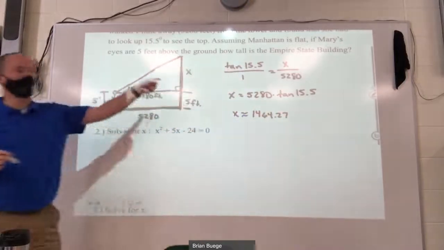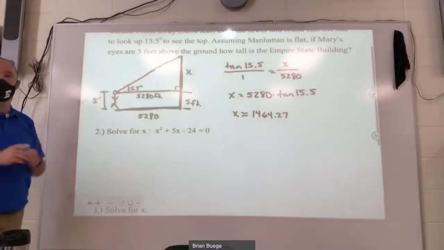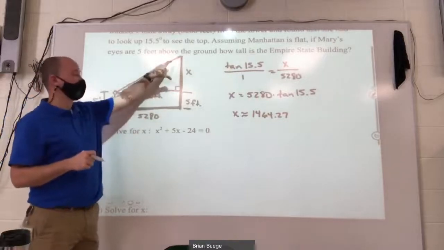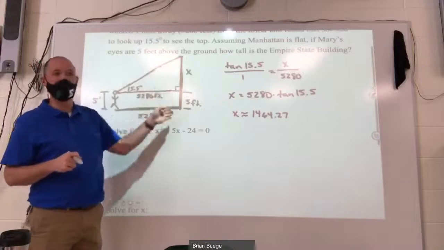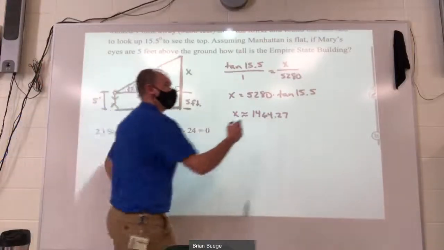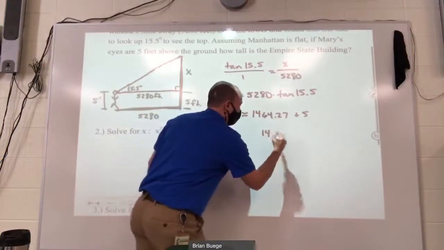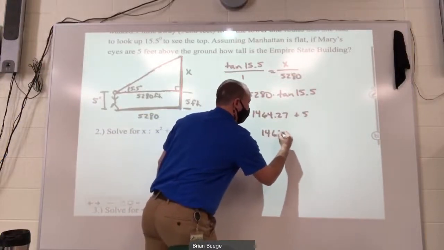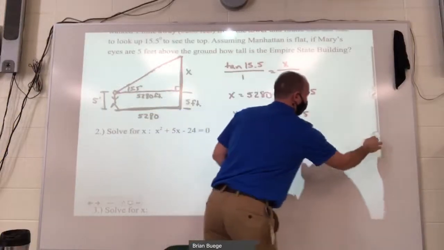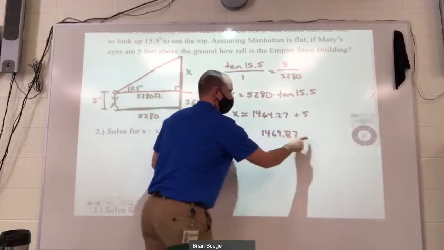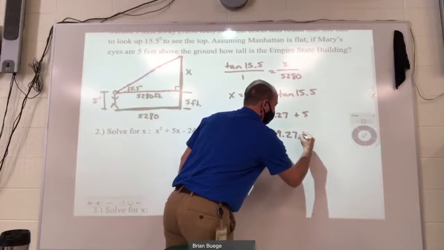So if you solve this, you end up with 1,464.27. But then to finish off the problem, don't forget that triangle is 5 feet off the ground. You got to add that 5 to get the entire height of the Empire State Building in this case. So if we add 5 to it, my final answer then is 1,469.27 feet.